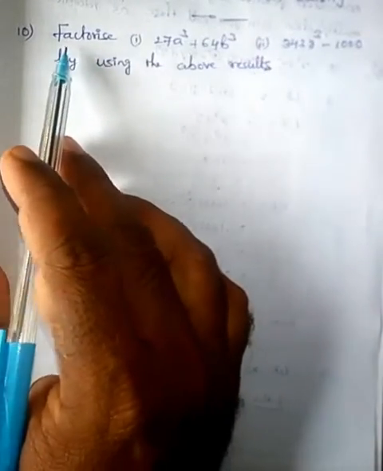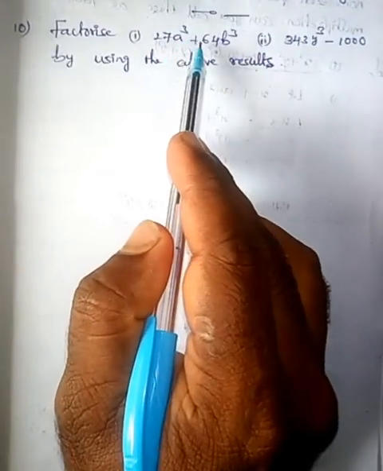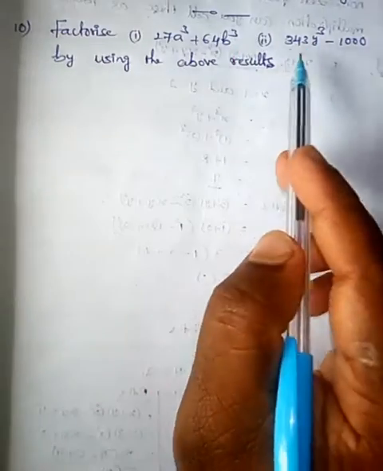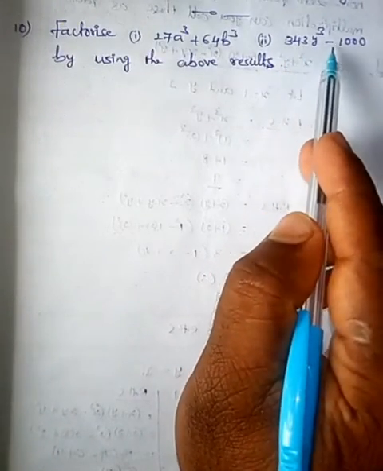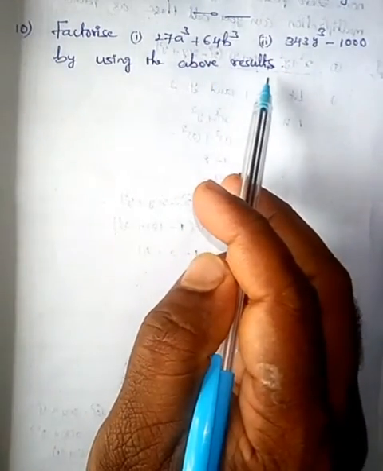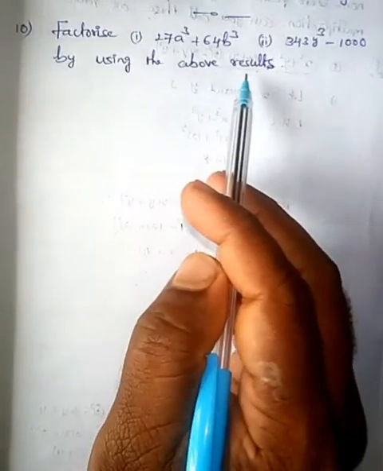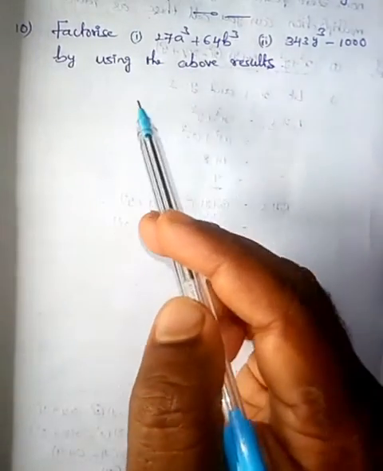Now observe the 10th problem. Factorize 27a cube plus 64b cube, and the second problem, 343y cube minus 1000, by using the above results. Above results means we have already solved the problem in exercise 2.5, 9th problem. So what is the ninth problem?